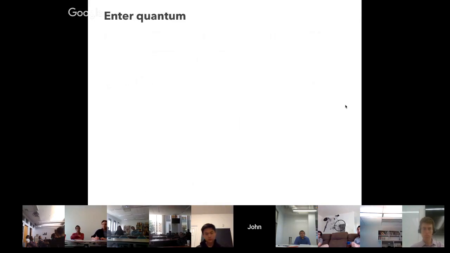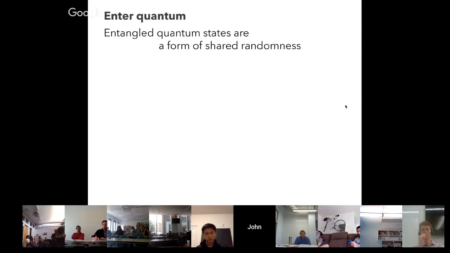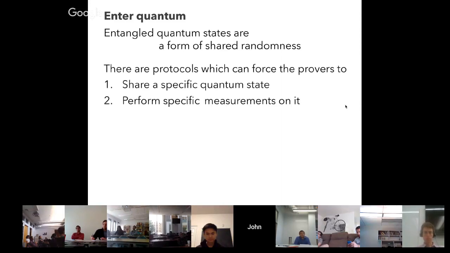And this is where we bring in the quantum. The shared randomness that we're going to use are entangled quantum states. What does this mean? We're going to basically enforce that Alice and Bob share some sort of large entangled state. And we want to have some sort of control over the state, and over how they interact with the state. It turns out there are a variety of quantum protocols which allow us to have exactly this. There are protocols which can force the provers to share a specific quantum state and to also perform specific measurements on the quantum state.